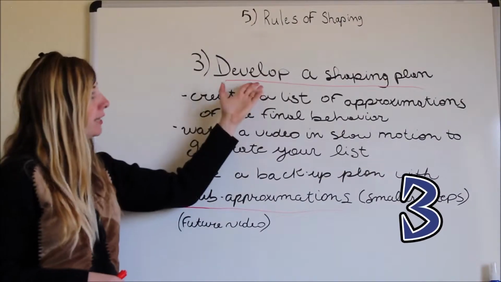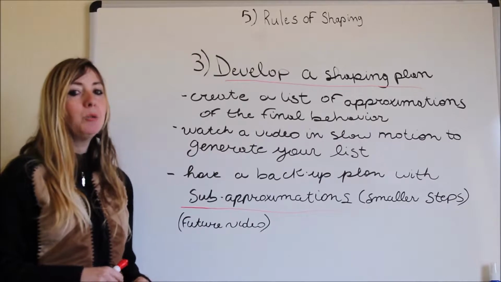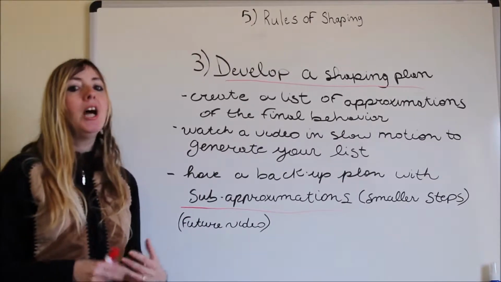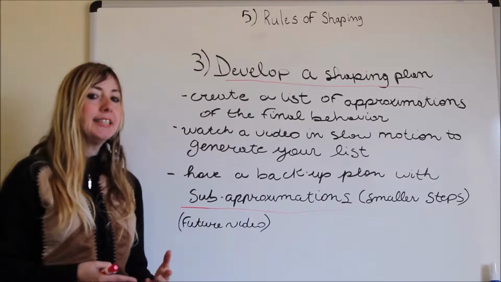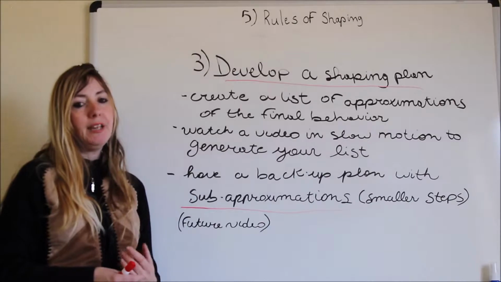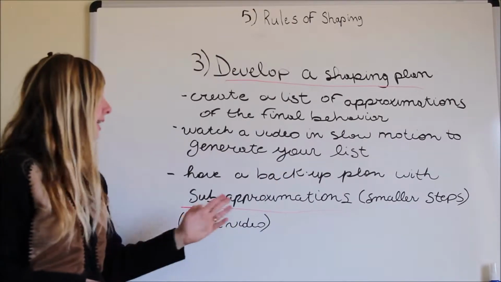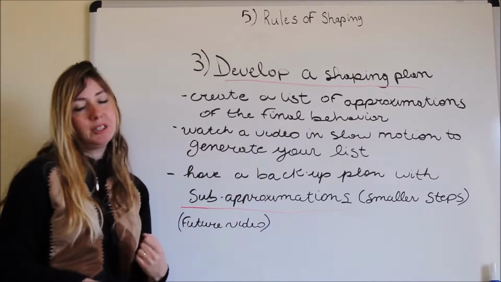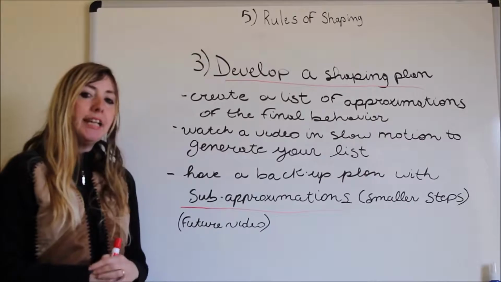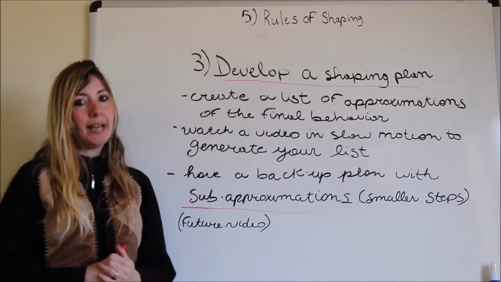Rule number 3, develop a shaping plan. In order to develop a shaping plan, you want to create a list of approximations of the final behavior. A good way to generate this list is by simply watching a video of a dog performing the behavior. Also, don't forget to have a backup plan containing sub-approximations, which are simply smaller steps in case your dog gets stuck. Stay tuned for a future video on how to develop a shaping plan.